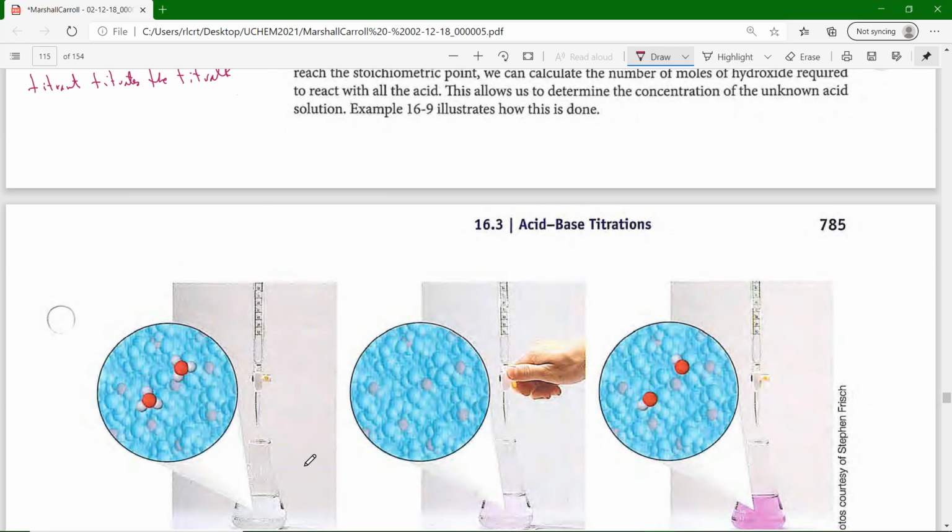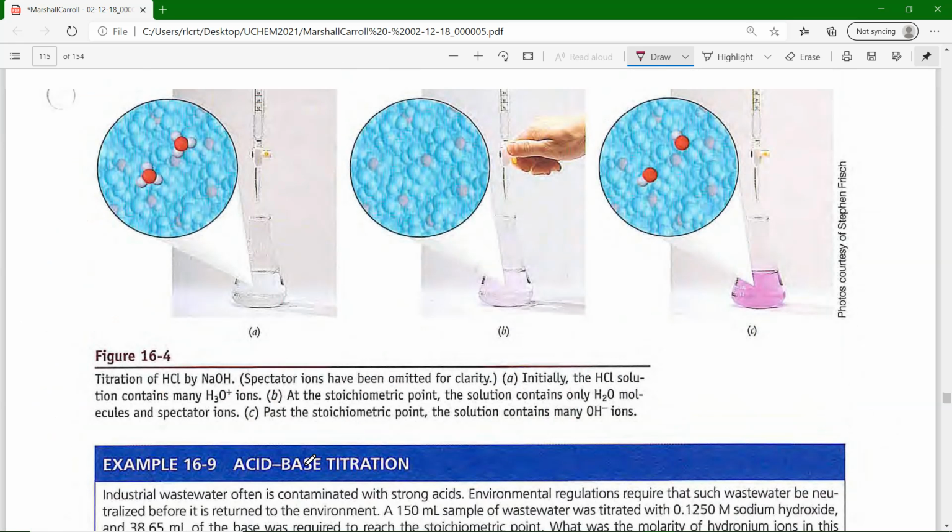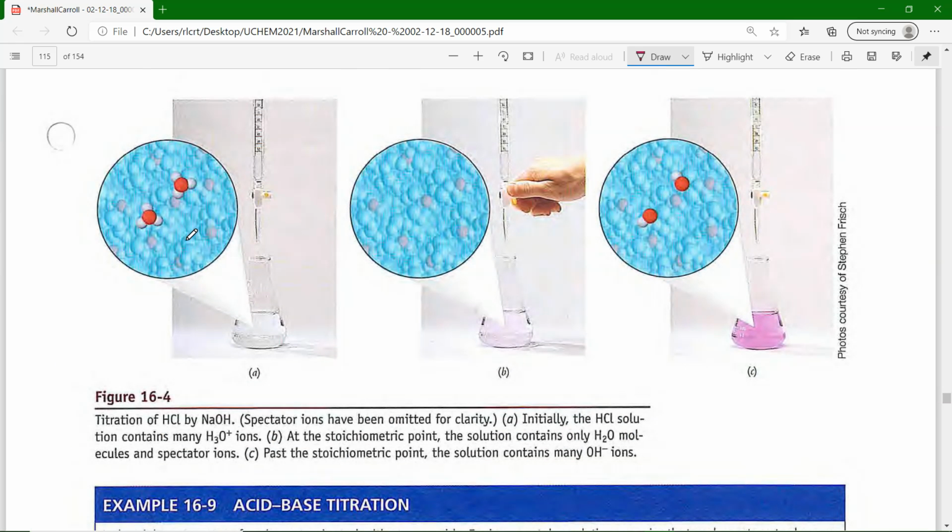Here's a picture of the titration of HCl by NaOH, so we don't put in the spectator ions. Part A, initially the HCl solution contains many hydronium ions. So there they are, hydronium ions. And then at the stoichiometric point, they're gone. We don't have them anymore. And then after, we have many OH minus. You see there's my burette, there's my stopcock or my valve. If it's perpendicular, there's no delivery. If it's parallel, you get the drippings.